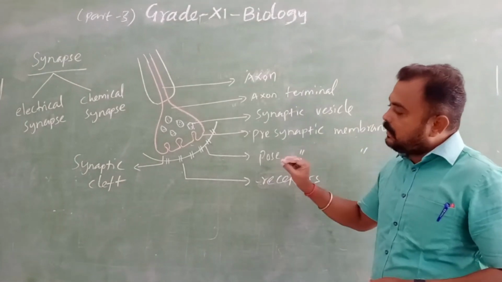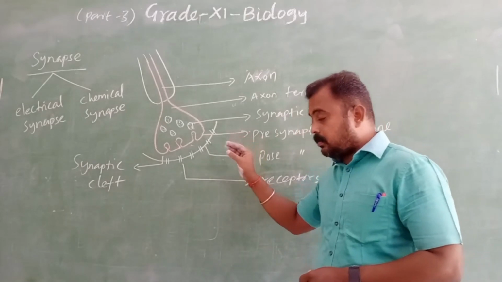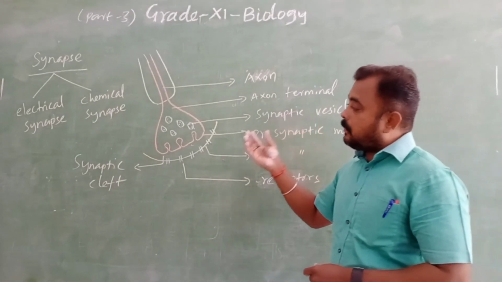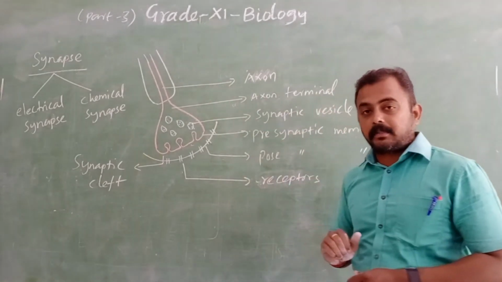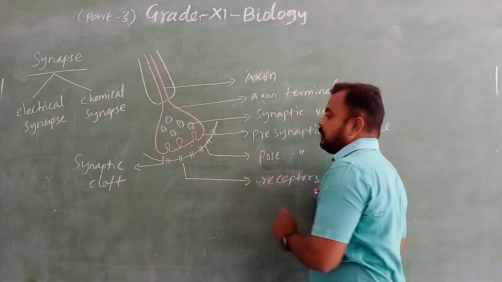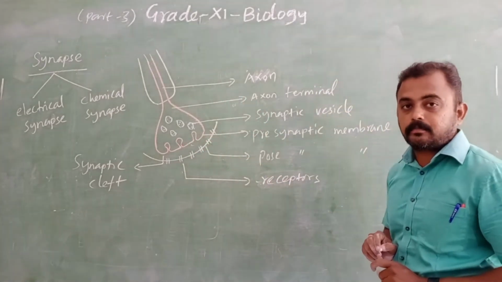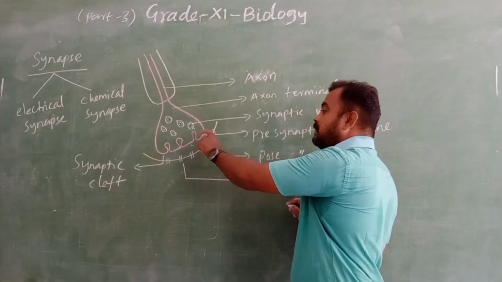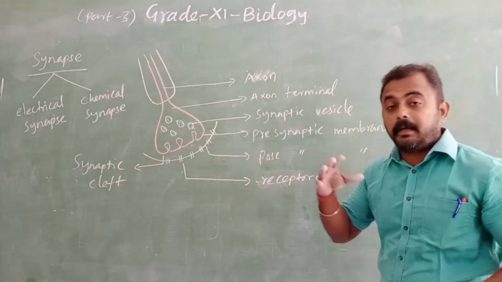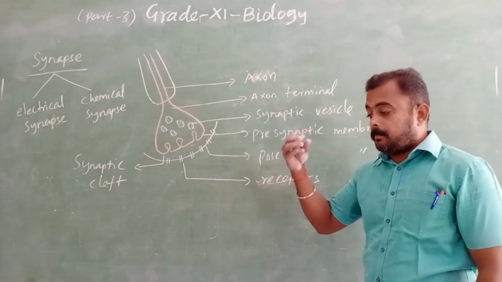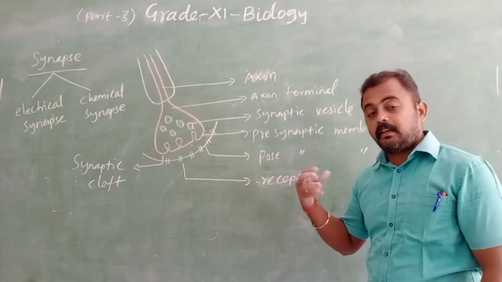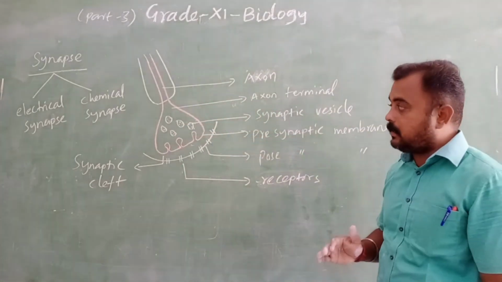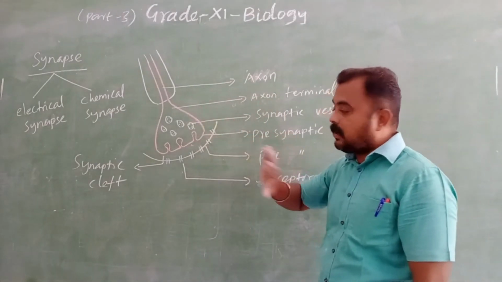So here the transfer of information is faster than in the chemical synapse. There is no gap in the electrical synapse, so chemical transformation does not happen. What happens inside the neuron? Polarization, depolarization, then repolarization. Like that it is moving, so here it is moving fast. But in the chemical synapse it is not like that.